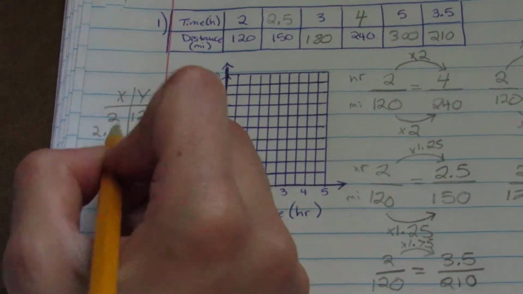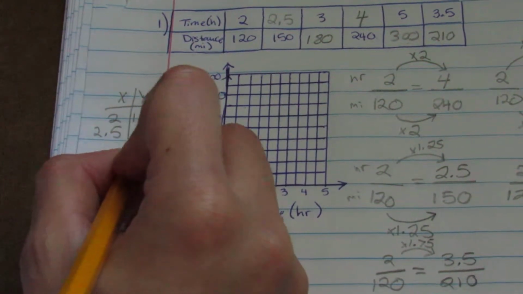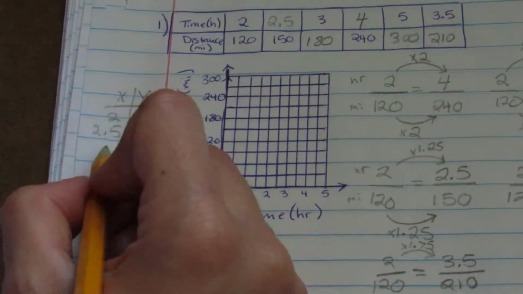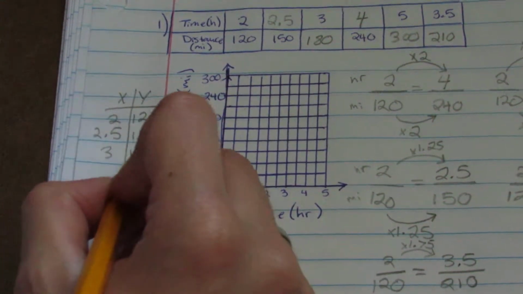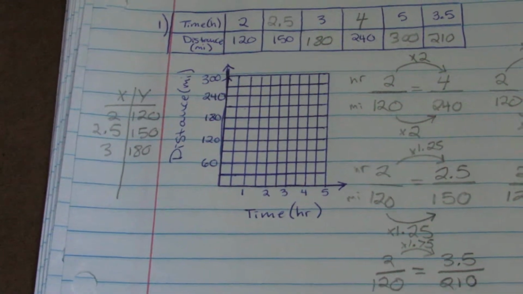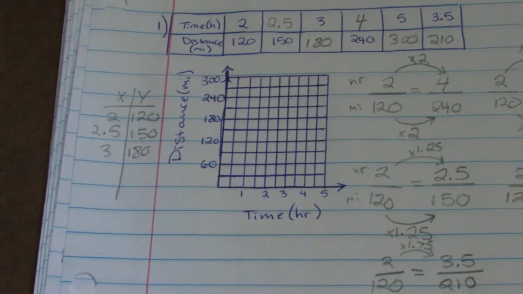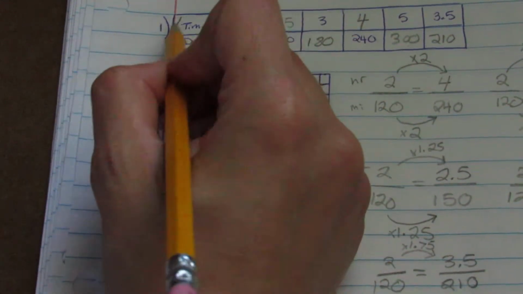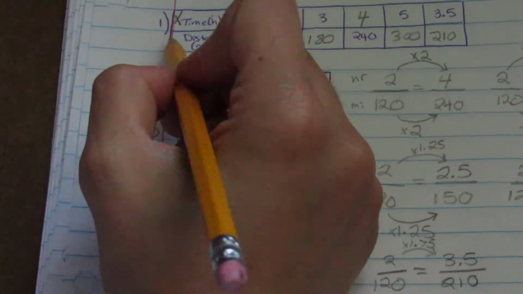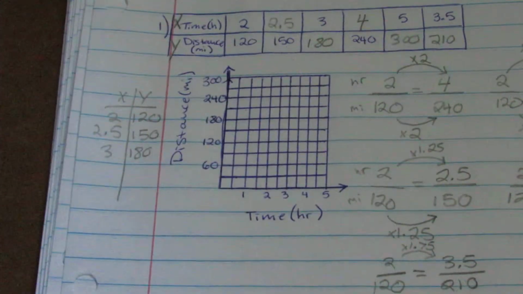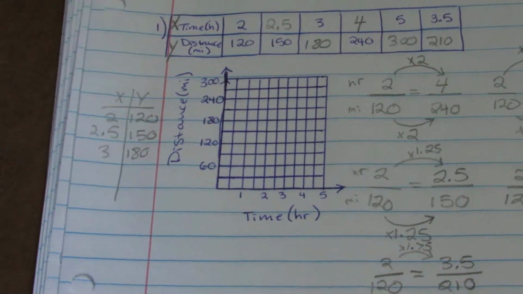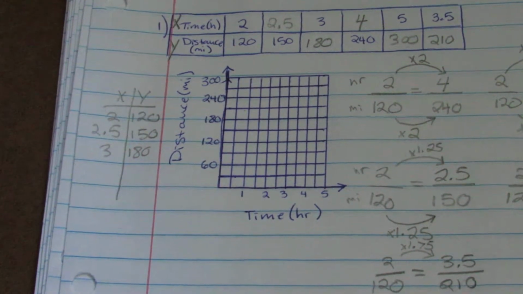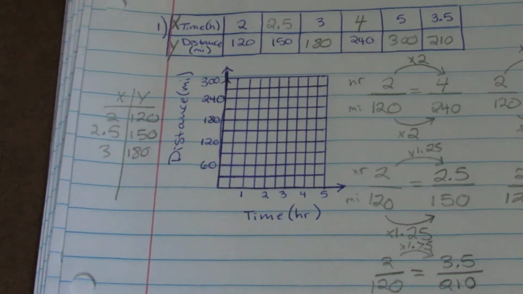But I know that my first row is going to be my x. So if you want to either do an x and y table on the side and do that, that's fine. Or you can just go ahead and say that time is your x value and distance is your y. That is more than fine as well. Remember, we can do x and y tables vertically or horizontally.